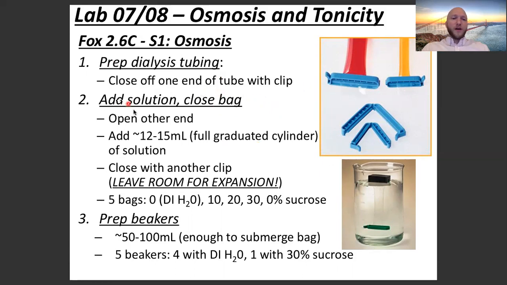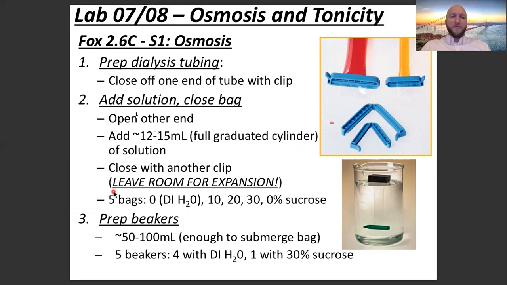We're going to close off one end of the tube. We're actually going to get a bunch of these tubes, and we're going to close off one end with these clips. Then we're going to add 12 to 15 milliliters of a solution into these bags, and then close the other end with another clip. So we're going to have a clip, 12 to 15 milliliters of a solution, and then another clip. We want to make sure that there's still some room for expansion in the bag, some area for the bag to grow. We want it to be kind of floppy, leave room for expansion.